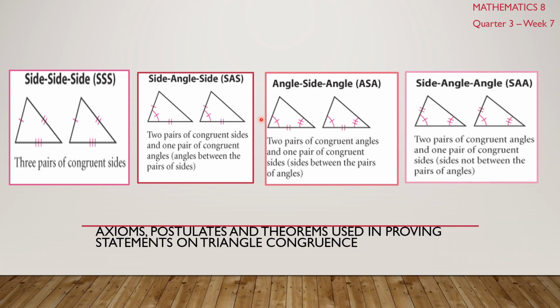And we also have the side, angle, angle, or SAA theorem, or in some books, ang gamit nila rito ay angle, angle, side, or AAS theorem. This theorem states that if two angles and a non-included side of one triangle are congruent to the corresponding two angles and a non-included side of another triangle, then these two triangles are congruent.